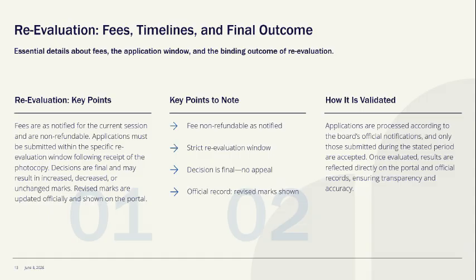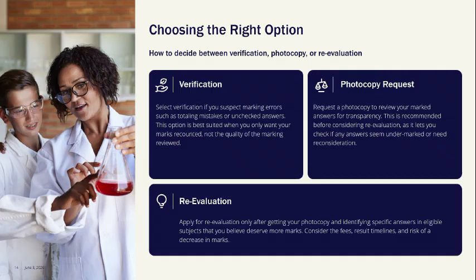Provide any required details. Step 5. Pay the fee. Pay the applicable fee online. After successful submission, you'll receive a reference number. Step 6. Track progress. Use your reference number to monitor the application status until CBSE publishes the final result.